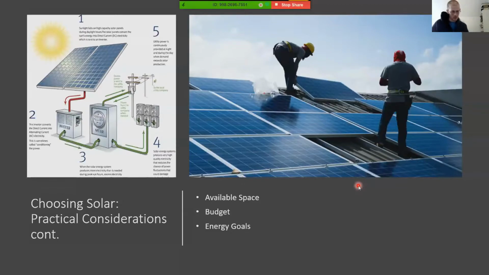Other practical considerations: the available space that you have will determine what kind of panels you're going to use. I've heard that recently the efficiency differences between monocell and polycell have gotten closer together. Polycells have become more efficient and more appealing just because they have a lower cost, and their production isn't as detrimental to the environment as monocell.